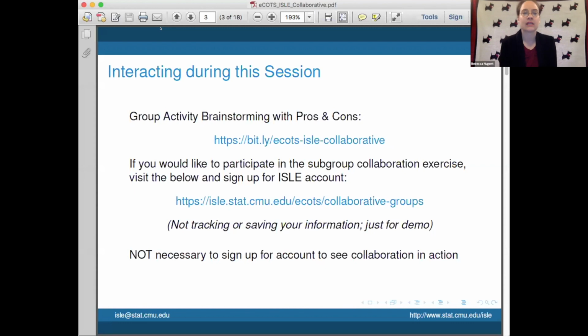So very quickly, there is a Google Doc, a shared sheet, called group activity brainstorming with pros and cons, at the URL that you see there. Philipp, maybe you could put that in the chat for everybody, but it's a bit.ly that just goes to IL Collaborative. We're going to be using it a little bit later, but there are two main questions there. The first is, what kinds of group activities do you use for data analysis in your classes, and what are the pros and cons?